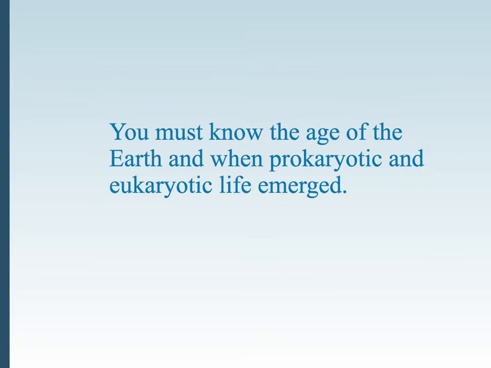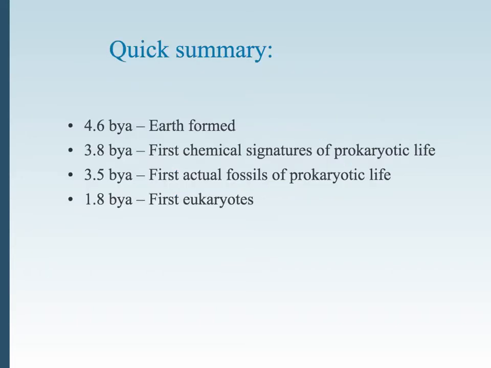You have to know the age of Earth and when prokaryotic and eukaryotic life are hypothesized to have emerged. So here it is, just written out for you. Quick summary. Earth formed 4.6 billion years ago, hypothesized by the Big Bang and the Big Bang Theory. And nothing happened for, what is that going to be, 0.8 billion years? So then there's no evidence of anything for those first 800 million years. But then at 3.8 billion years ago, that's when we have our first chemical signatures of prokaryotic life. And then 3.5 billion years ago is when we get our first actual fossils of prokaryotic life.